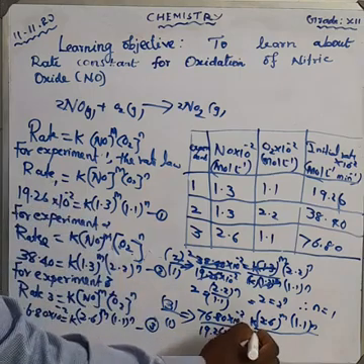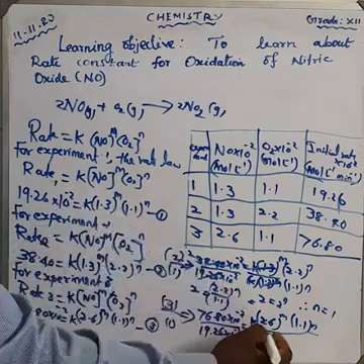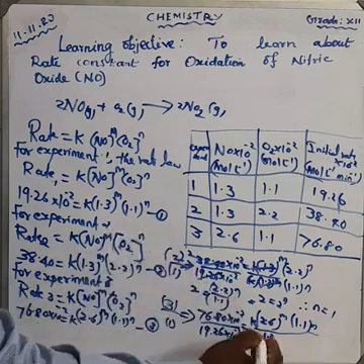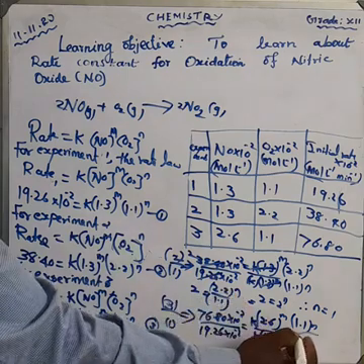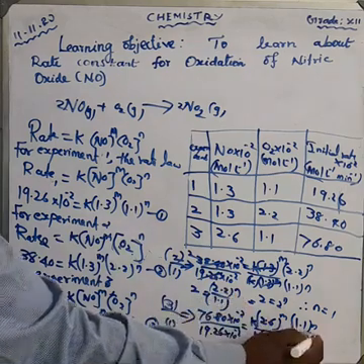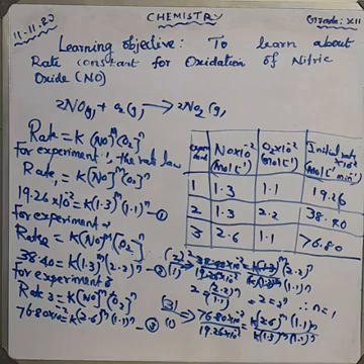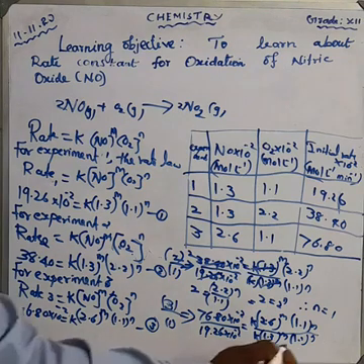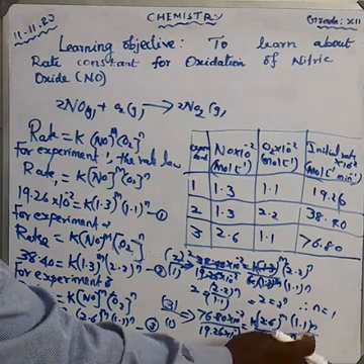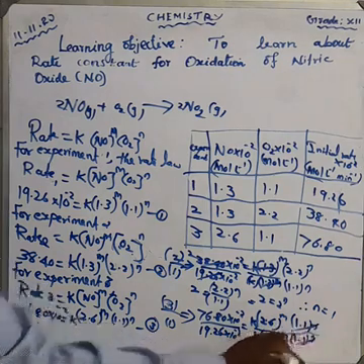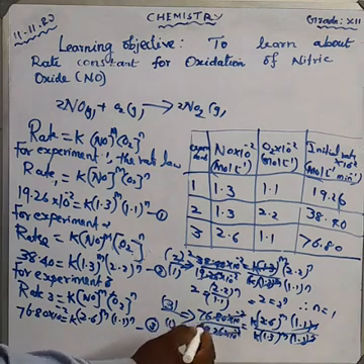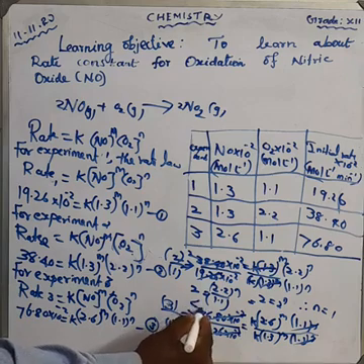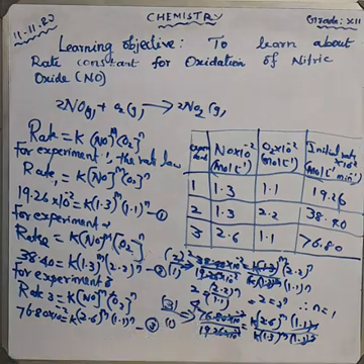Equation 1 is k into 1.3 to the power m and 1.1 to the power n. Clear? Then which terms can be cancelled? Here 1.1 and 1.1 can be cancelled, the easiest way. And this value, 76.80 by 19.26, is approximately equal to 4, so we can easily cancel.